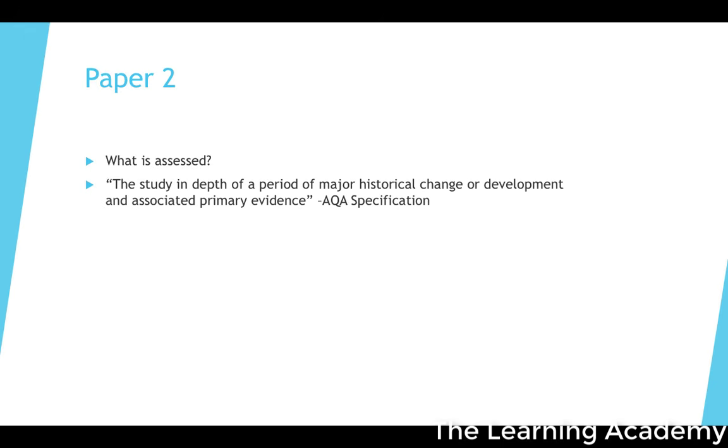Paper 2 is very similar. What is assessed? The study in depth of a period of major historical change or development and associated primary evidence. So the phrase here, associated primary evidence, refers to the source question. Whereas paper 1 was looking at extracts from historical interpretations, so from historians explaining a period of time, the source questions are primary sources. They were sources that were written at the time or around the time, and you have to look at how to develop and how to analyse it.